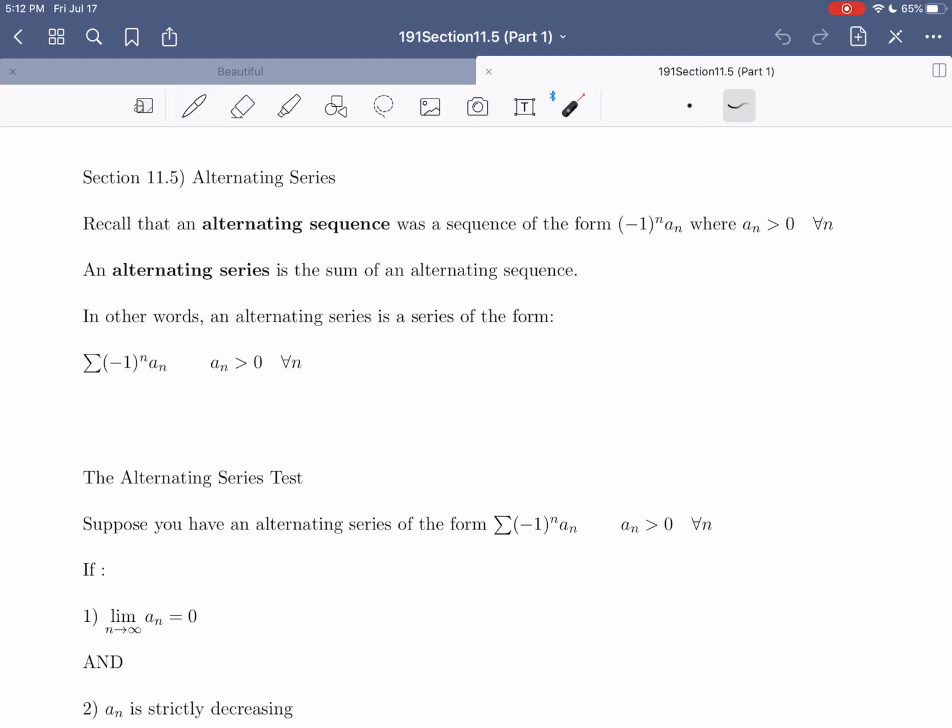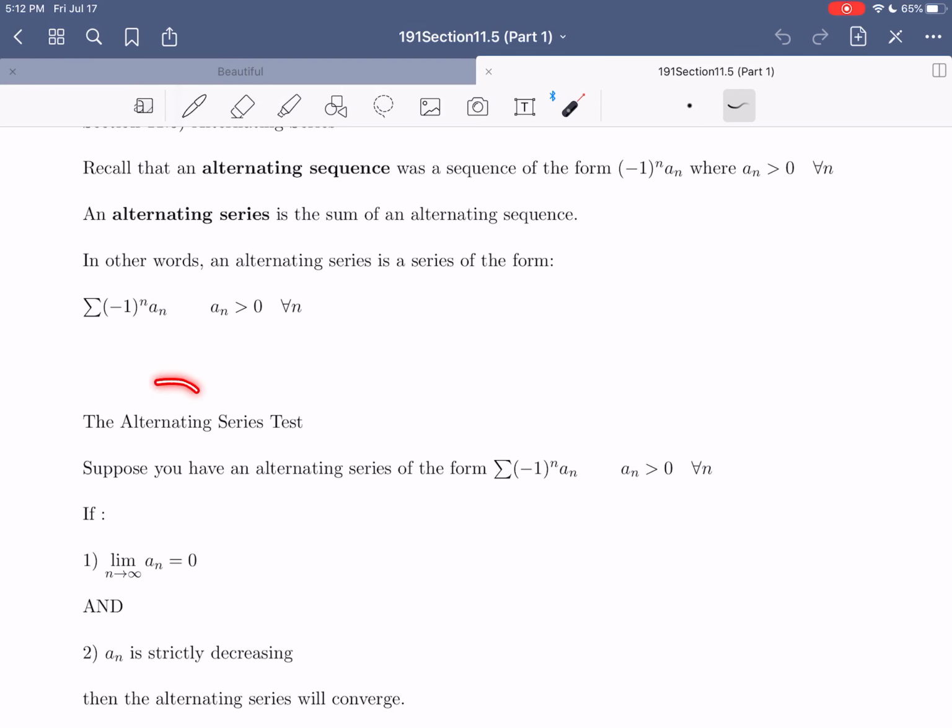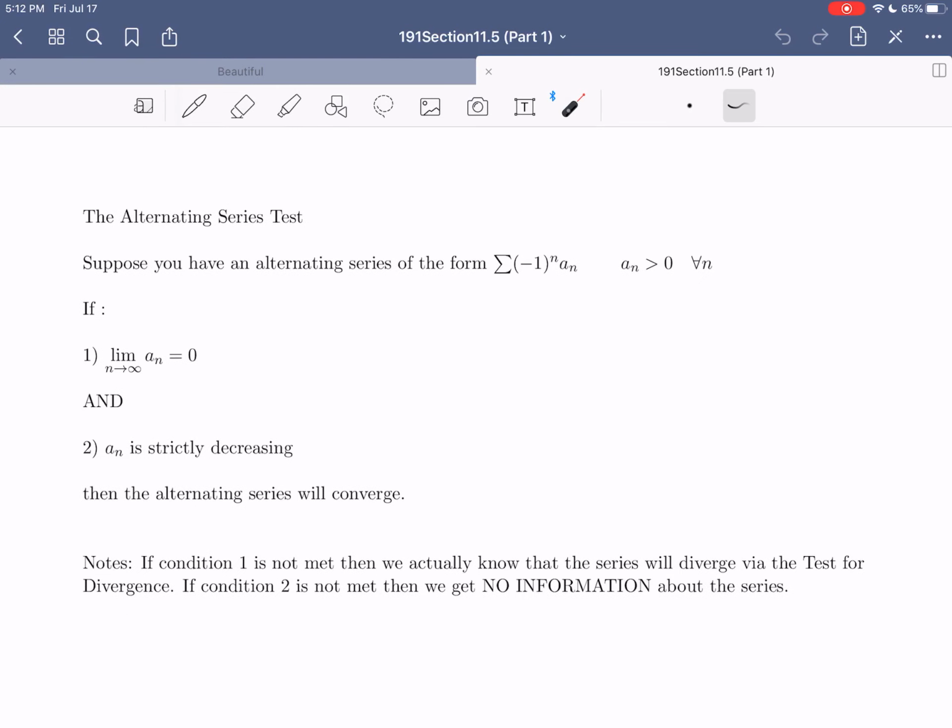Now, it turns out that alternating series have their own sort of test. We've learned lots of tests for series already. We've talked about the test for divergence, the integral test, direct comparison test, and limit comparison test, and we'll revisit those as we proceed. But for right now, we're going to introduce a test that specifically applies to these alternating series. So we're going to talk about the alternating series test.